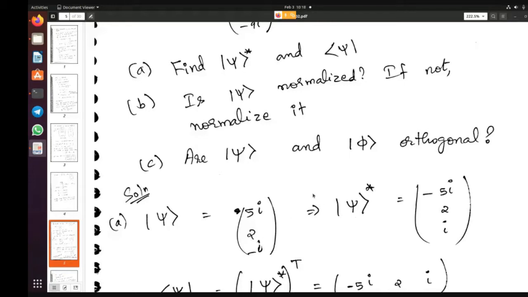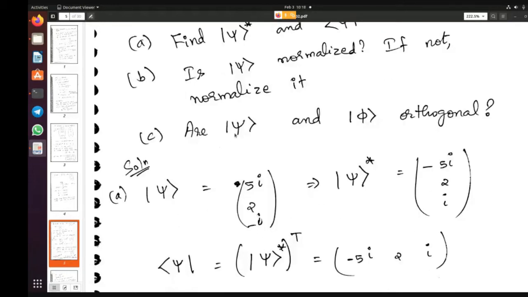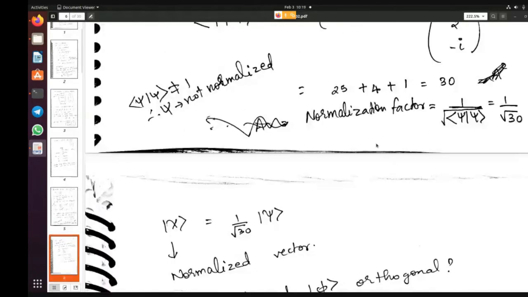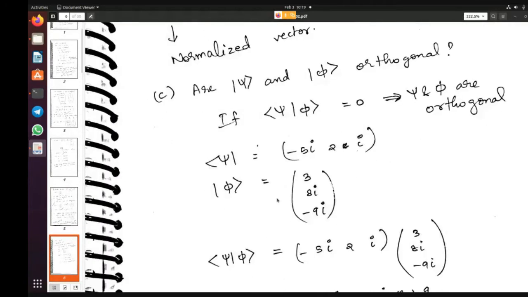Next, they're asking whether psi and phi are orthogonal. Again, how will you find that? You have to take the scalar product of psi with phi. So essentially, you have to multiply the two.